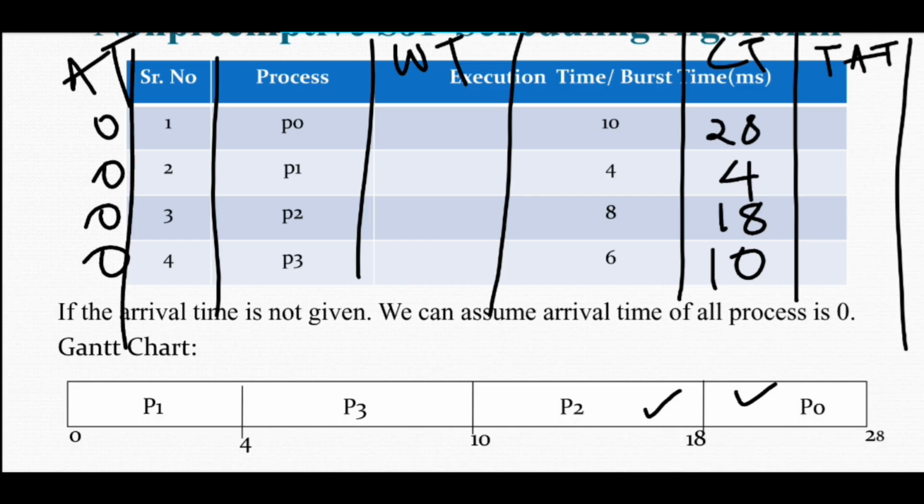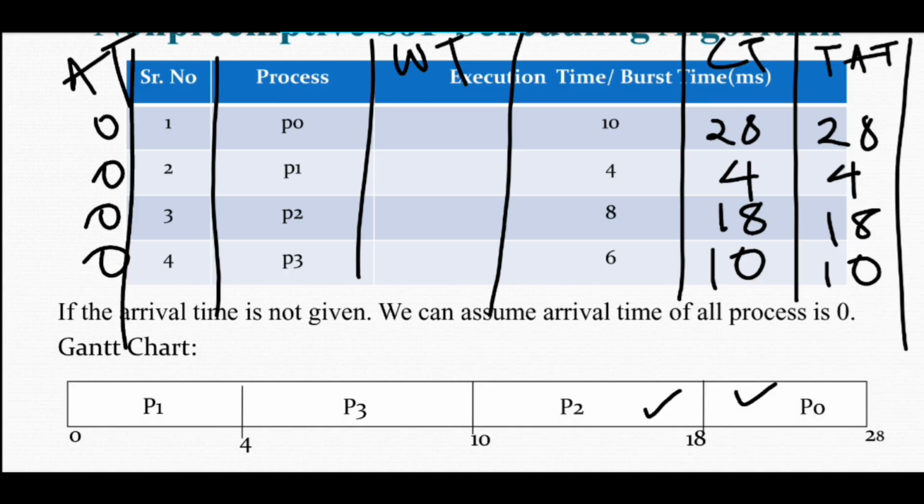Then we can find our turnaround time. How? Completion time minus arrival time. 28 minus 0, turnaround time 28. Then 4 minus 0, 4, then 18 minus 0, 18, then 10 minus 0, 10. It's easy to find turnaround time.